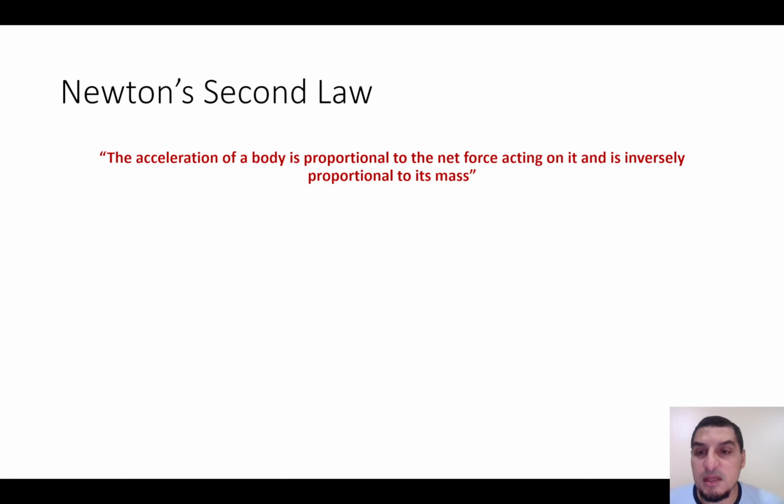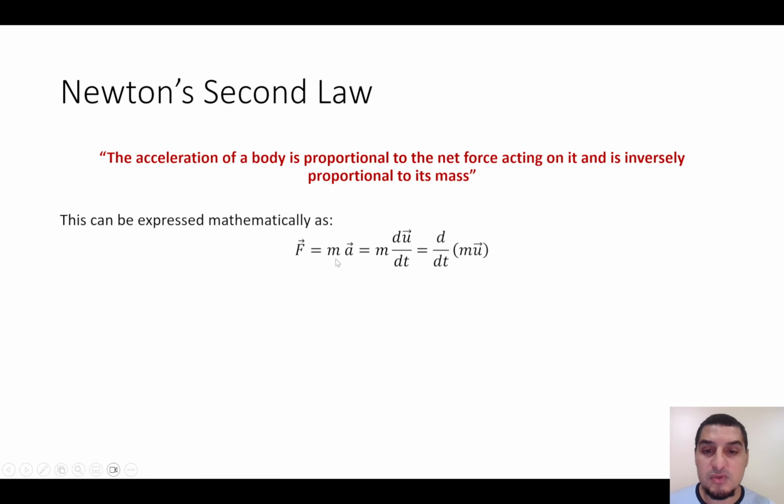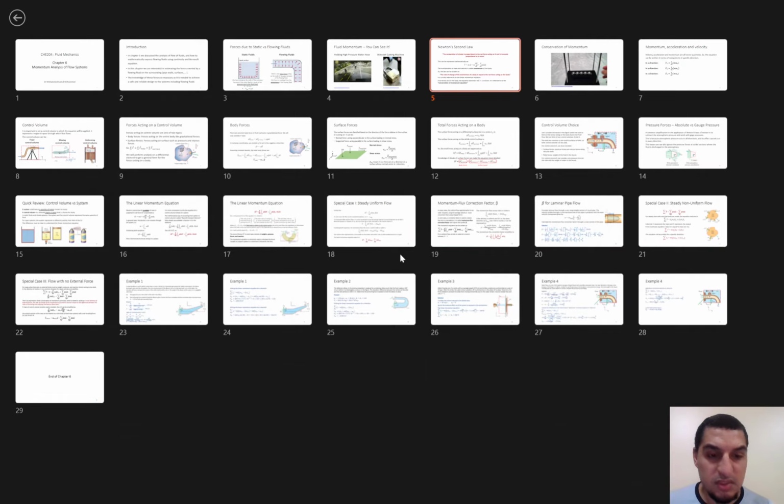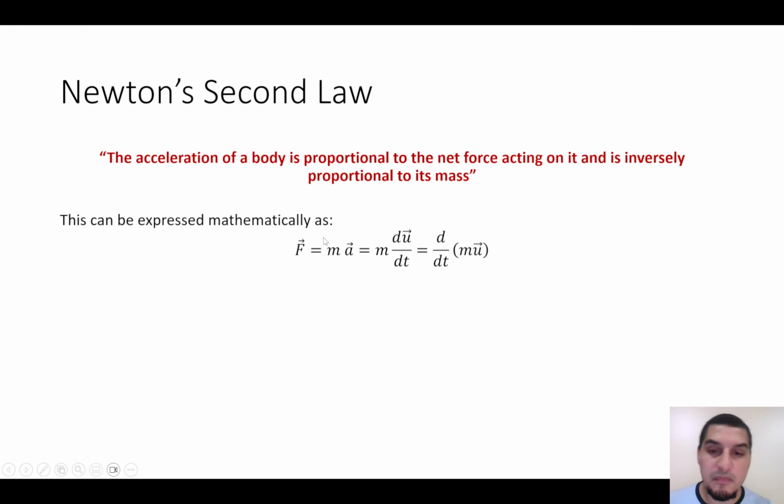This can be explained using Newton's second law, which says that the acceleration of a body is proportional to the net forces acting on it, and is inversely proportional to the mass, which we can express using this equation. It's F equals ma, and it's a very, very well known equation. It's expressed here in another way. The text here states that the acceleration is directly proportional to the force and inversely proportional to the mass, which is F equals ma. It's the same thing.